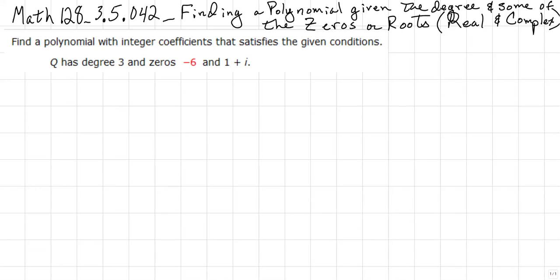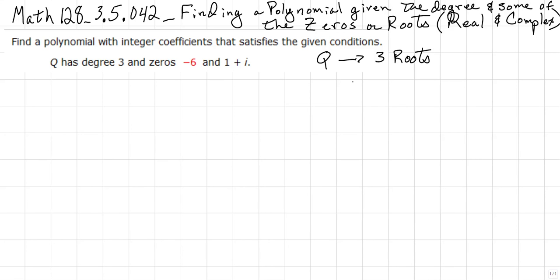Okay, so when we talk about polynomials of a certain degree, the degree is going to tell me how many possible zeros that I have. And since Q here is a degree 3 polynomial, there are going to be 3 roots. That doesn't mean that they are necessarily going to be distinct.